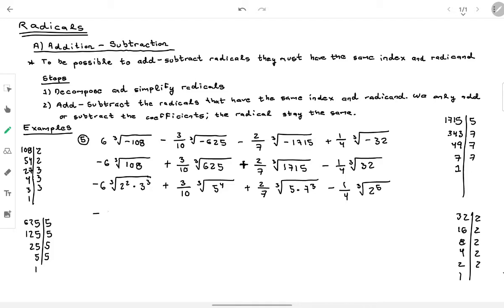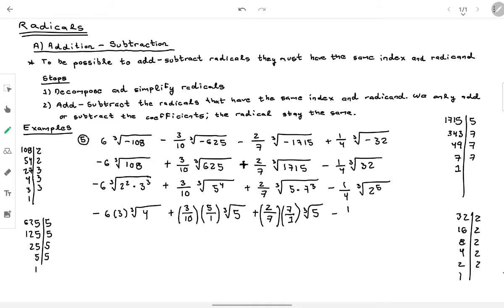So this one is going to be minus 6. It's possible to take out a 3. So it is going to be minus 6 that multiplies 3. And in the inside part, 2 squared, it's 4. Then it's going to be 3 over 10. Here it's possible to take out a 5. And in the inside part, it will have 1 5. Then it's going to be 2 over 7. It's possible to take out a 7. In the inside part, going to be 1 5.